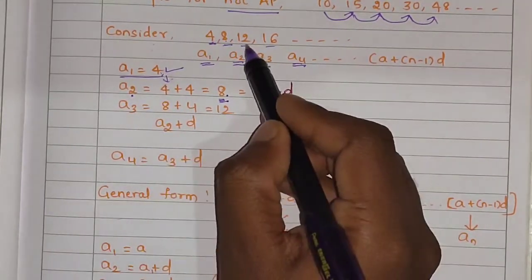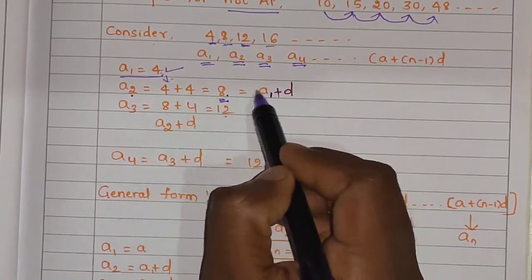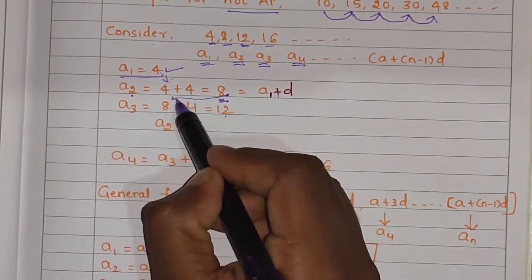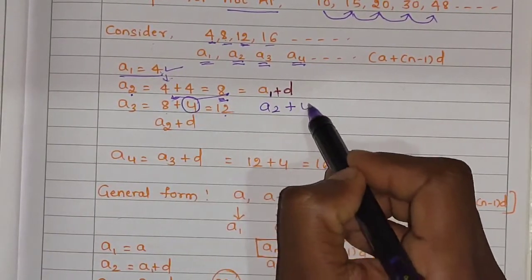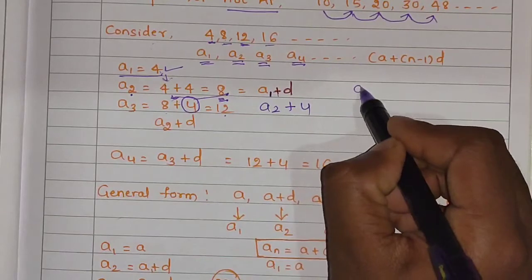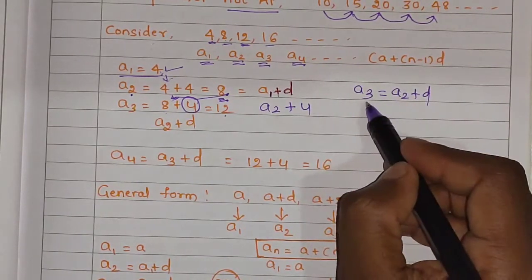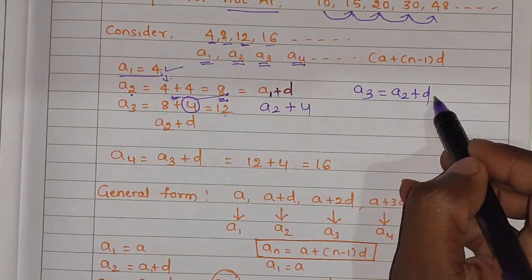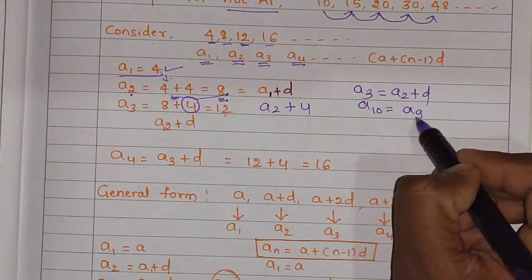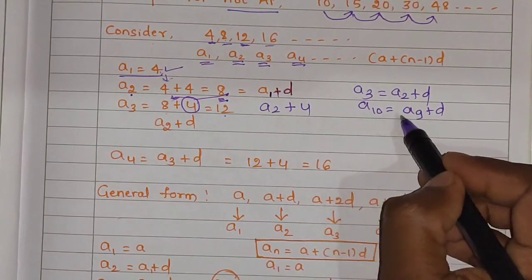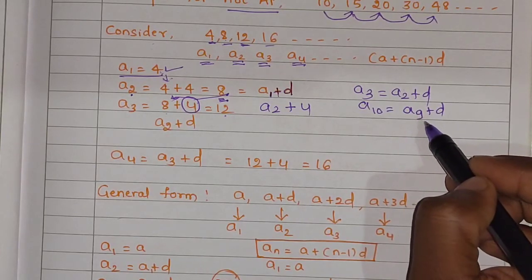Similarly, how did the third number 12 come? 12 came by adding to the second number. The second number means A2. To A2 we added the common difference, that is 4. It means we can say A3 is equal to A2 plus D. Third term is equal to second term plus D. Similarly, we can write the 10th term A10 is equal to A9 plus D. The 10th term is nothing but the addition of the common difference to the previous term, that is A9.